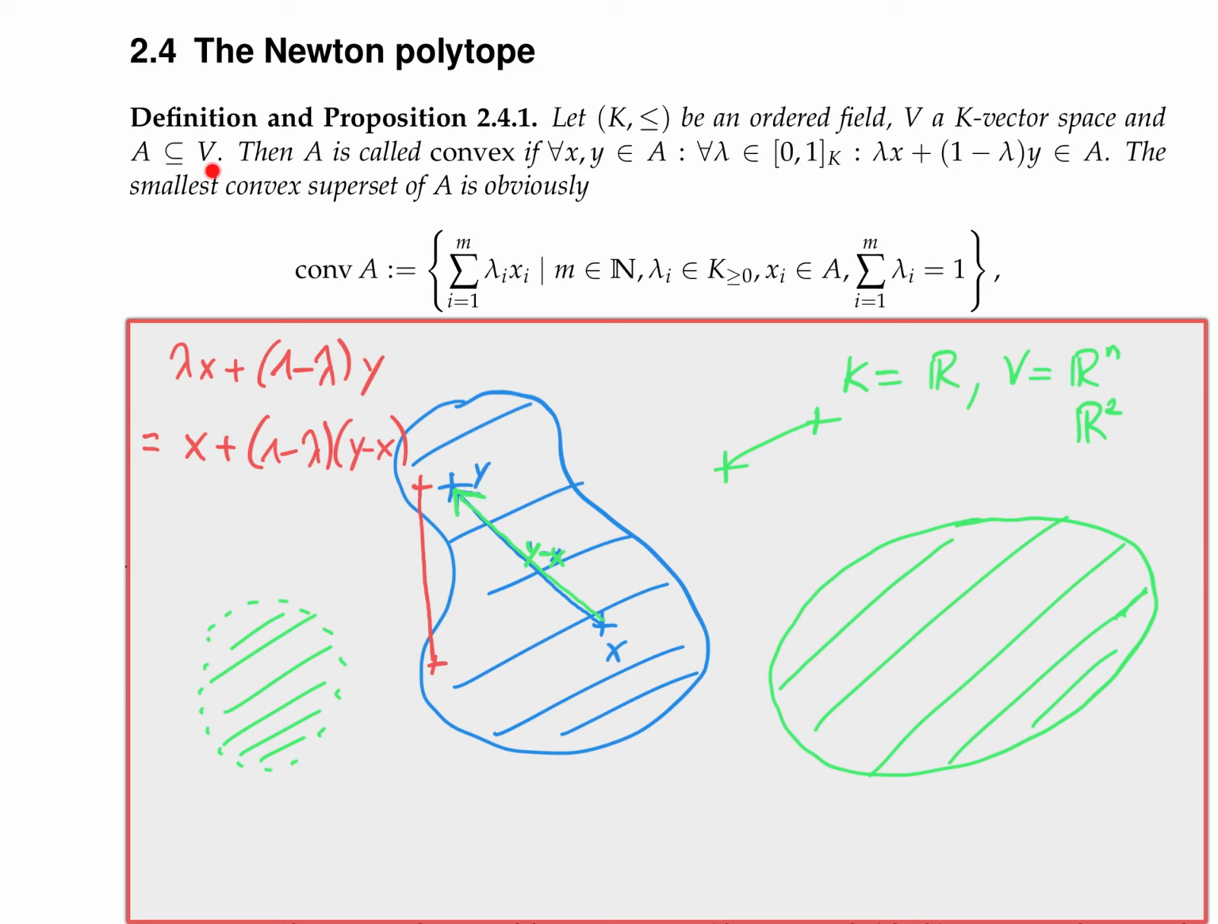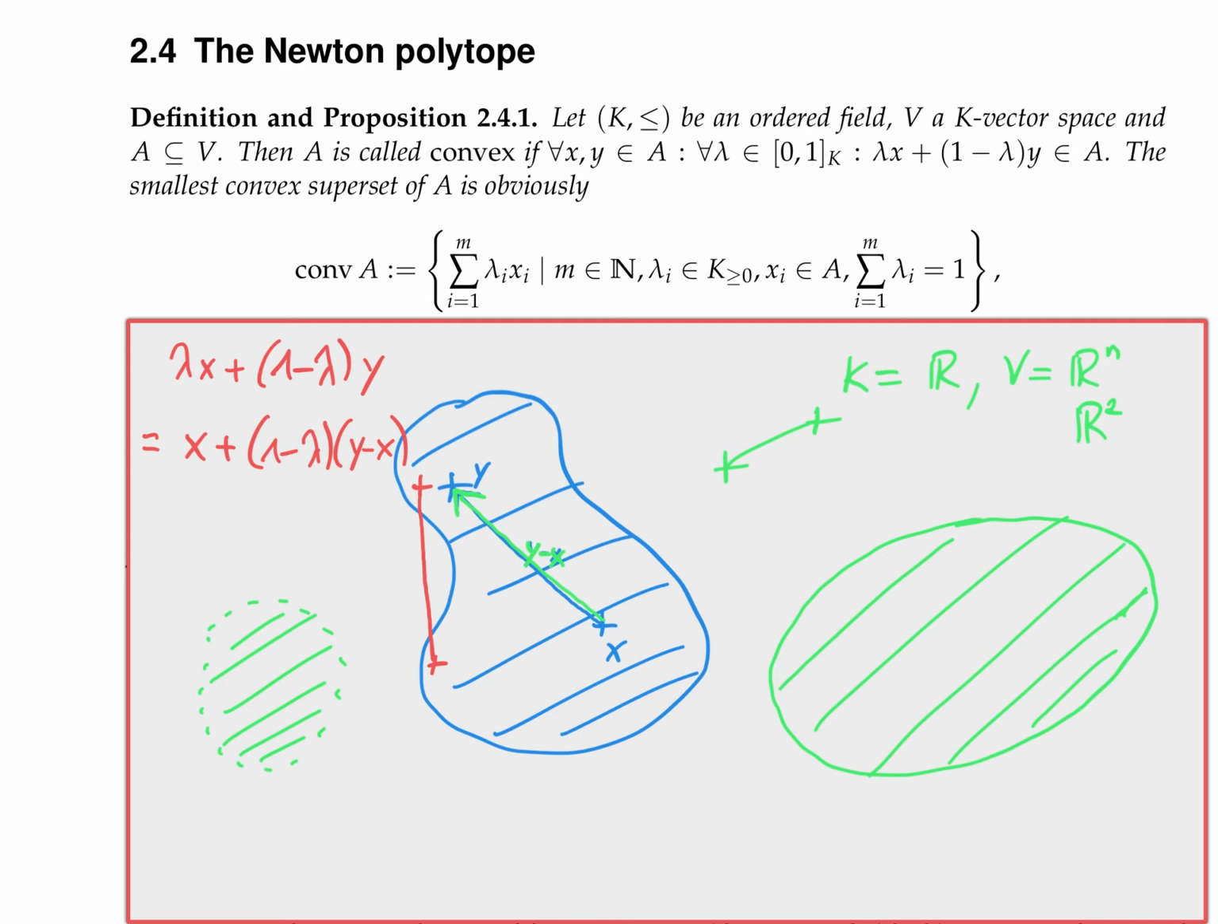If A is an arbitrary subset of V. Well, that's because an arbitrary intersection of convex sets, and let's say the empty intersection is V, is always convex. That's clear, right? Easy to see. And so this intersection over all convex supersets is obviously the smallest convex superset. There can be only one.